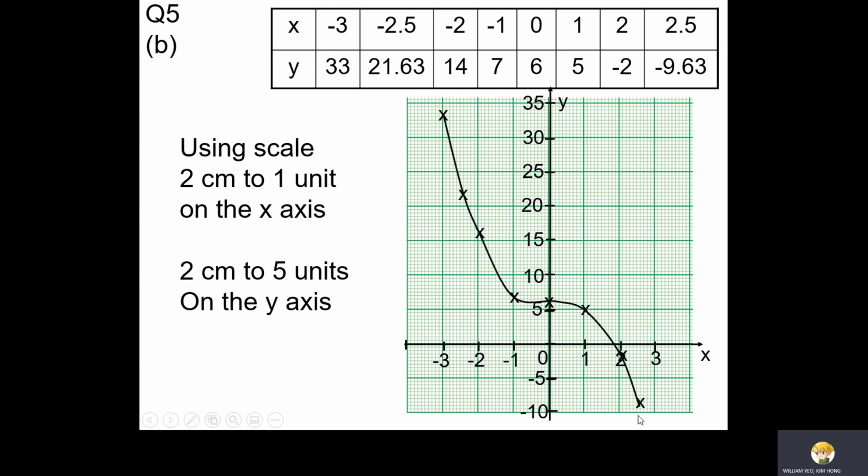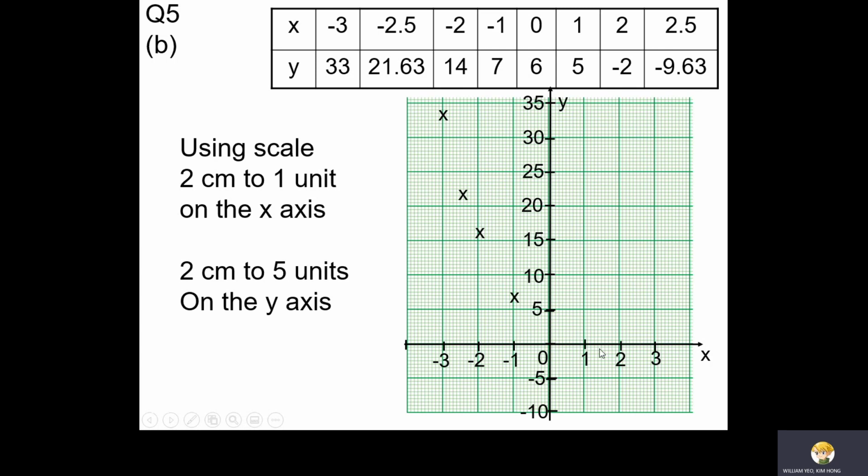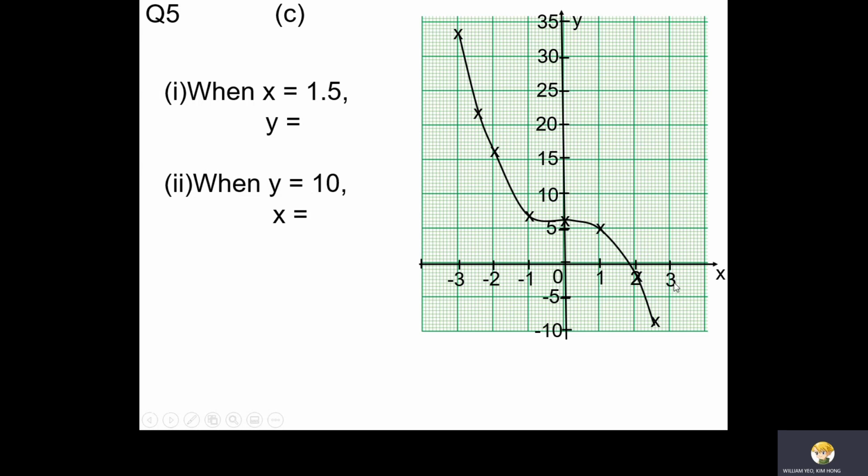So connect it with a smooth curve. Okay, this one you have to be careful. You can see the general shape of the graph. For a cubic graph, power 3, we call it a cubic graph, it will be something like this, or it can be the other way around. It can be a curve from here, then go down. Very nice.